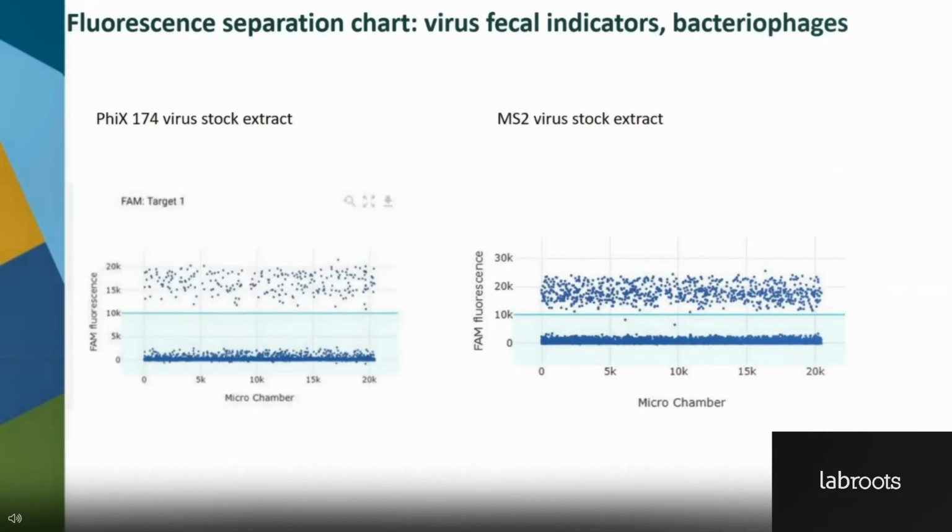I also tested some viral fecal indicators, positive controls, on digital PCR. They are phiX174 and MS2. phiX174 is a single-stranded DNA virus, and MS2 is an RNA virus. They are both bacteriophages. The positive controls are nucleic acid extracts from the virus stock.